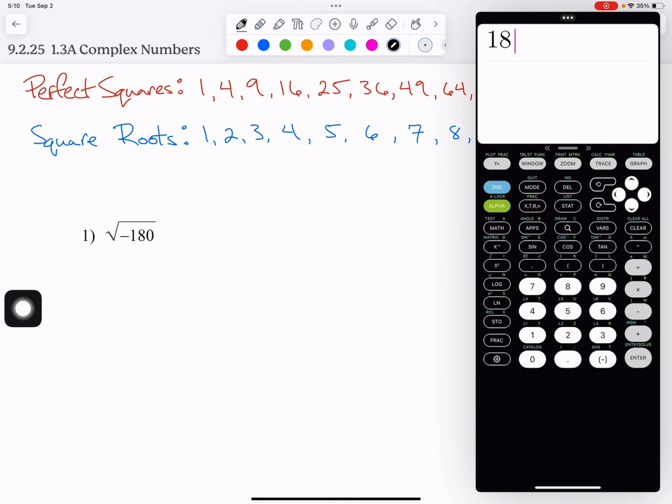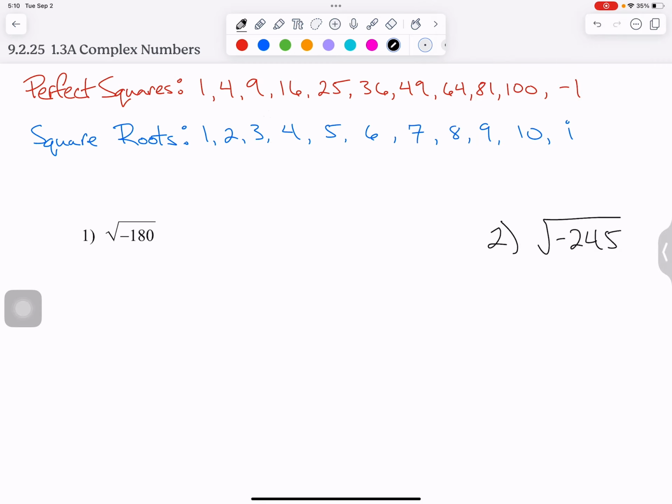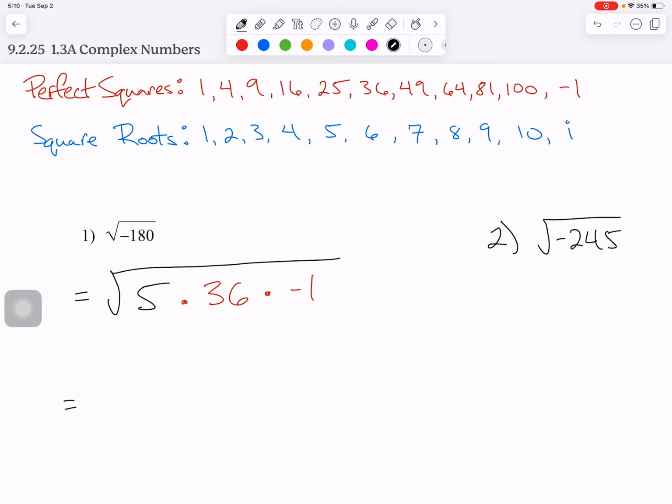Let's try 36. 180 divided by 36. Wouldn't you know, it does work. So the square root of -180 is equal to the square root of 5 times 36, which gives us 180, times -1, which equals -180. Now, in our answer, the square root of the perfect squares, which in this case is 36 and -1, will end up on the outside of the radical for our answer.